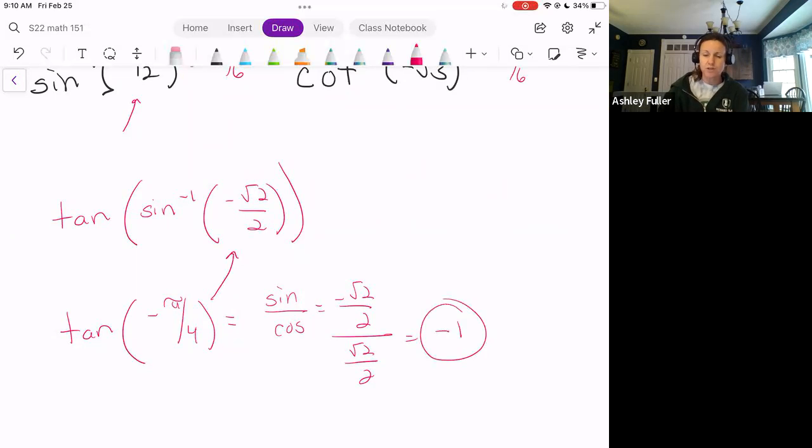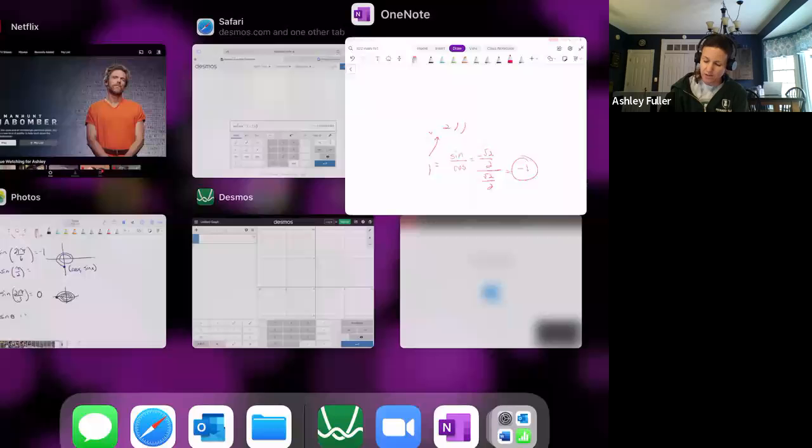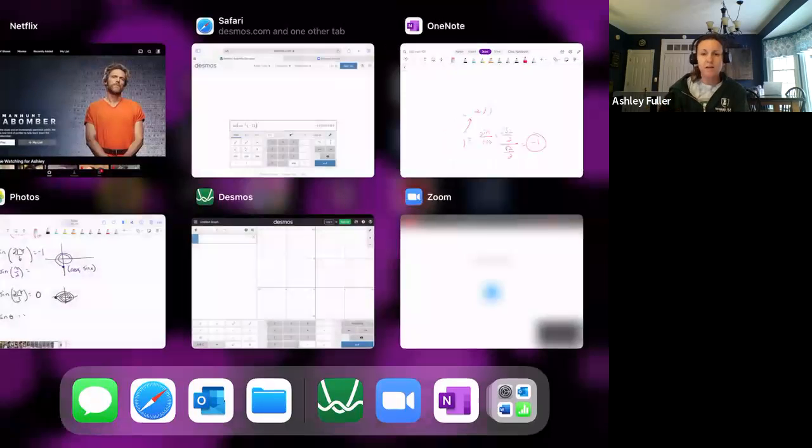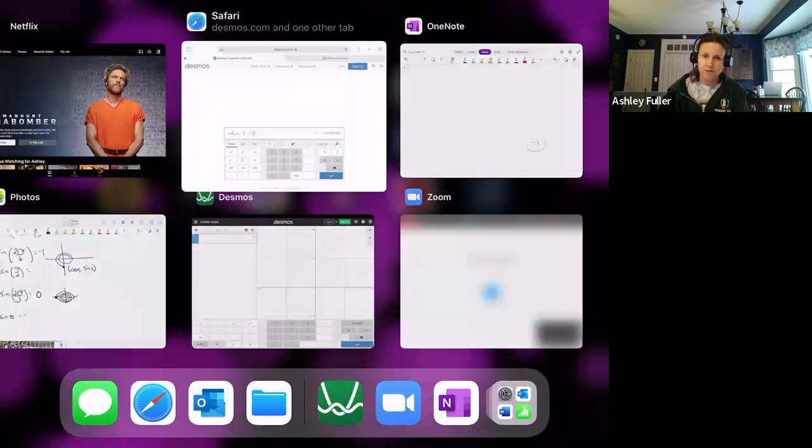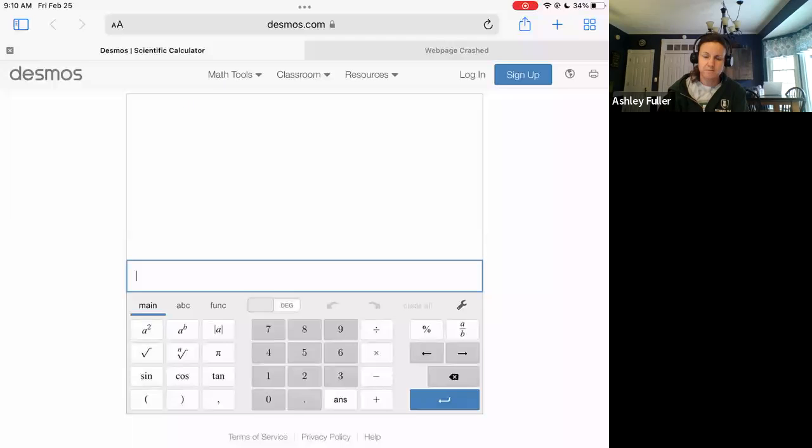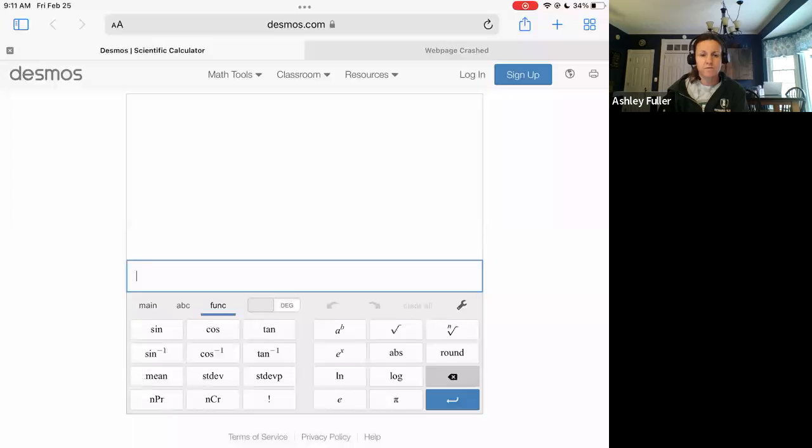The last thing I want to show you, if you need to evaluate these functions on the calculator, there is an inverse function for trig functions on the calculator for Desmos. As soon as my screen loads here. So if you go under function, you see the inverse functions are there as well. Just make sure you are in the proper mode, either radian or degree, depending on what is asked for.